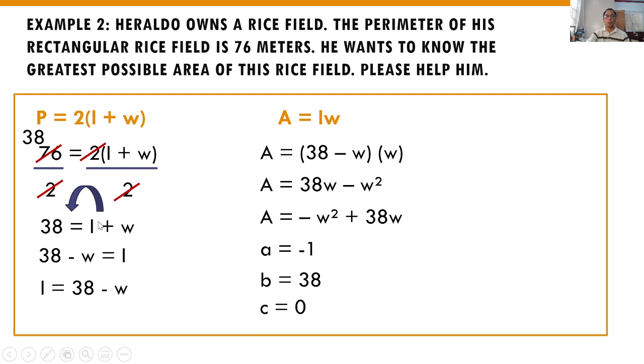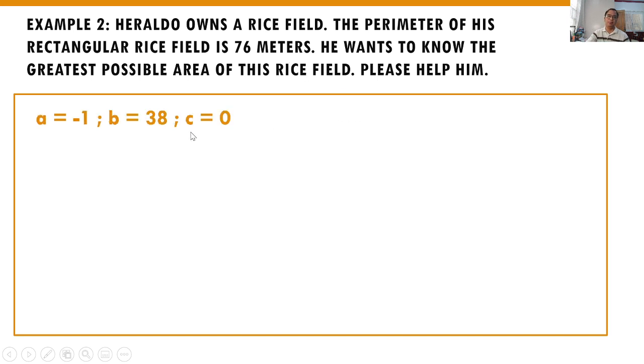Ano po? So pagkatapos natin makuha dito, yung A, B, and C, these 3 will be used para makuha natin yung maximum or greatest possible area of this rice field. So this is A, B, and C. Again, the formulas. Alin nga ulit ang gagamitin natin? Of course, this is not the one.